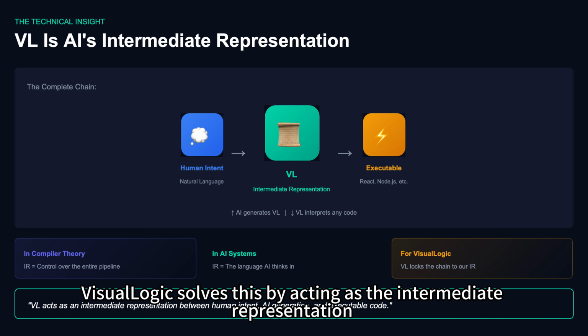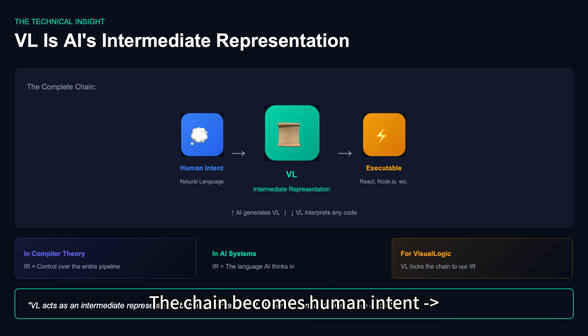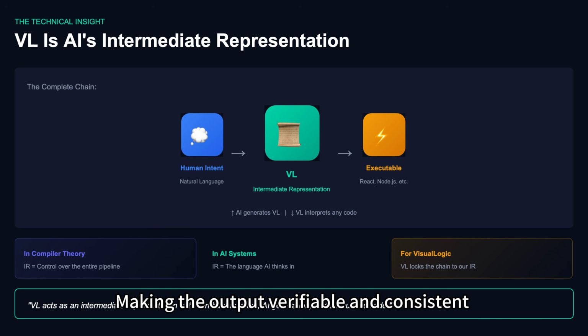VisualLogic solves this by acting as the intermediate representation. The chain becomes human intent, VisualLogic, the IR, executable code. Because VL is the IR, we control the entire pipeline, making the output verifiable and consistent.